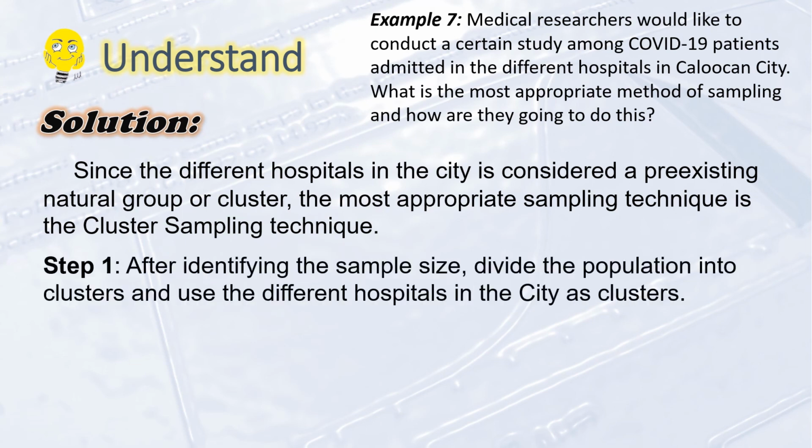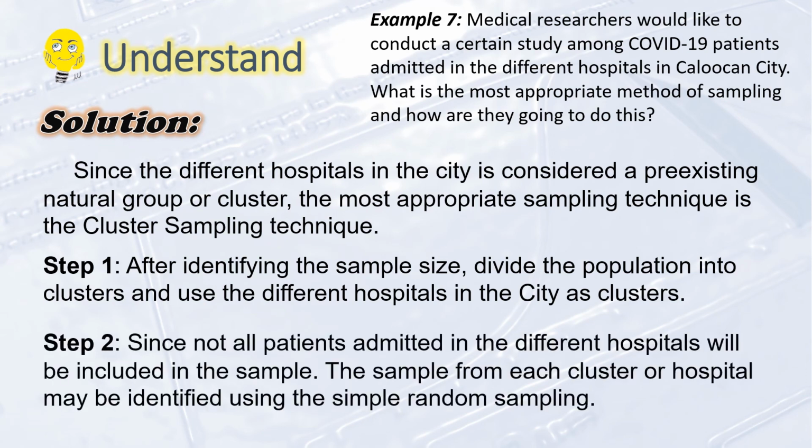For the first step, after identifying the sample size, divide the population into clusters and use the different hospitals in the city as clusters. Since not all patients admitted in the different hospitals will be included in the sample, the sample from each cluster or hospital may be identified using simple random sampling.